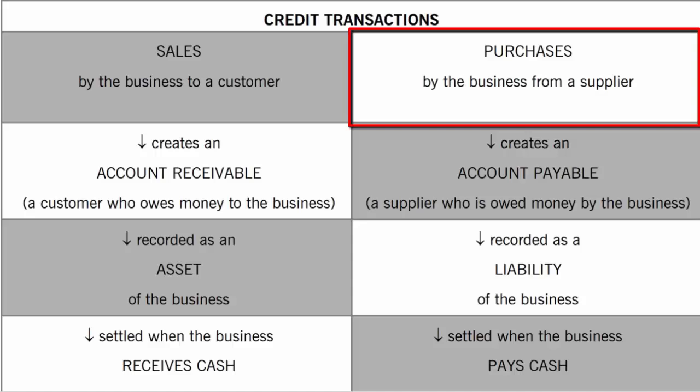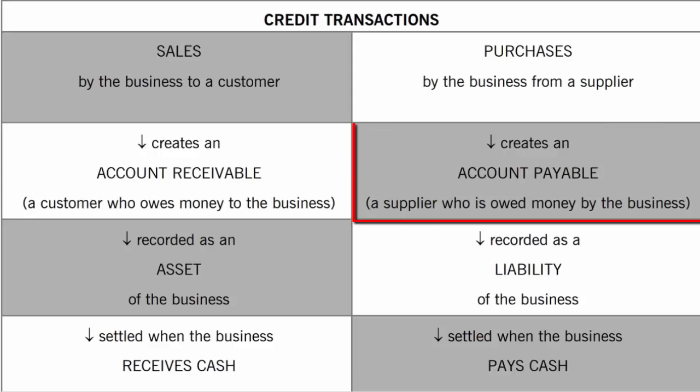For example, imagine the same flower shop purchases $300 worth of flower pots from a supplier, but decides to pay the supplier after 60 days. That's a purchase on credit. 2. What does this create? This creates an accounts payable. An accounts payable is the money the business owes to the supplier. It's essentially a promise to pay the supplier at a later date.